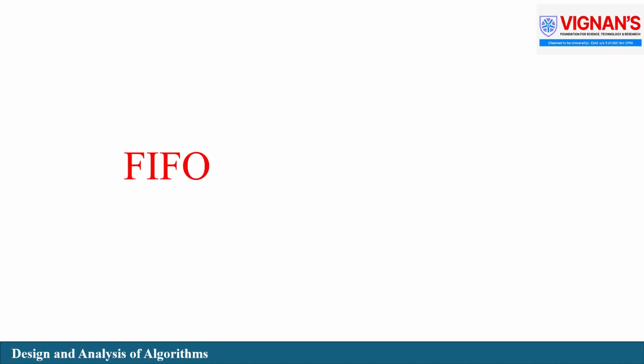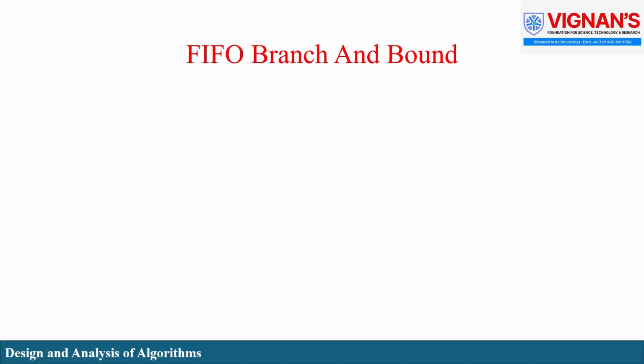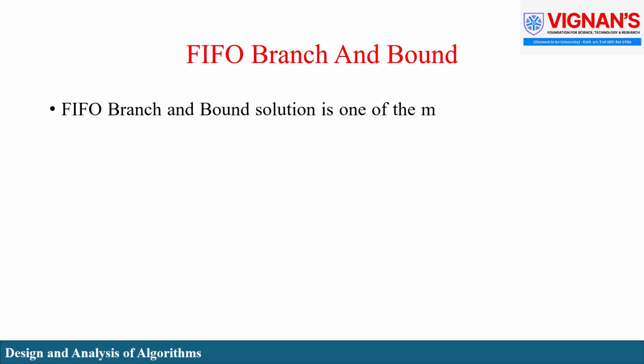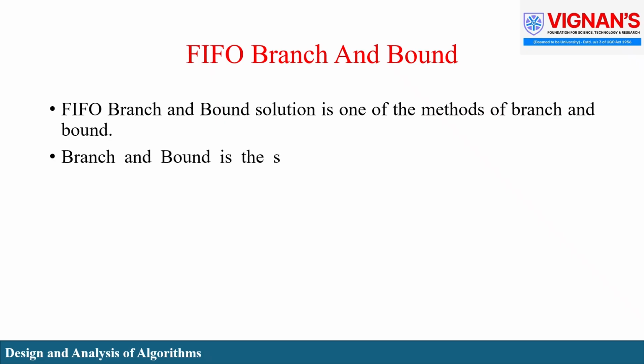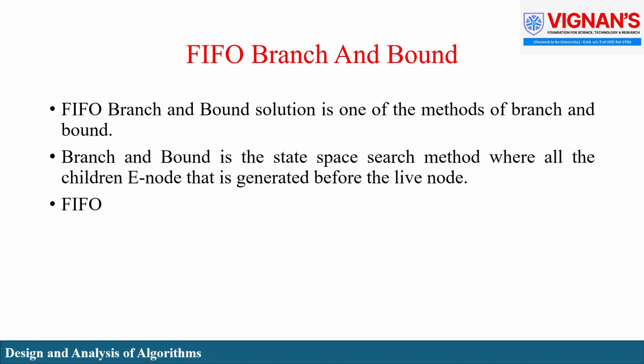Hi everyone, today we are discussing FIFO, first in first out, using the branch and bound method. FIFO branch and bound is one of the methods of the branch and bound technique. Branch and bound is a state space search method where all the children of the E-node are generated before any live node becomes an E-node. FIFO branch and bound follows a breadth first search like approach.